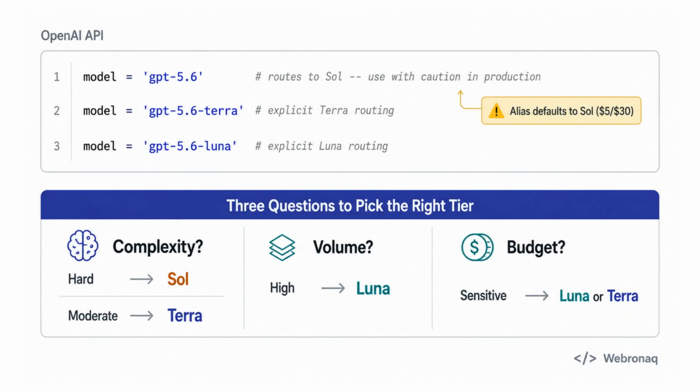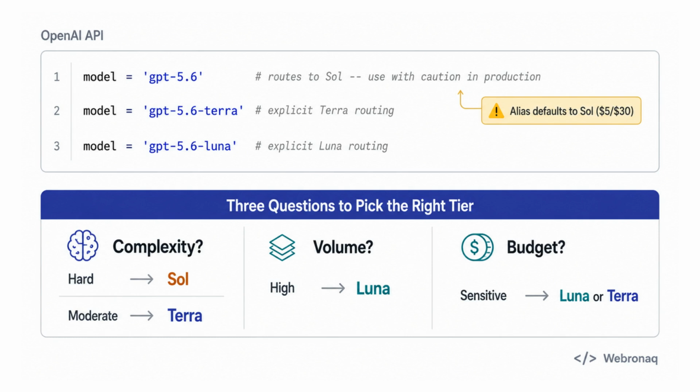Here is the one API detail that will save you money immediately. In the OpenAI API, the bare alias GPT 5.6 routes every request to Sol by default. That means if you just swap in the new model name without thinking, you are paying Sol prices for everything, including the tasks that Terra or Luna would handle just as well. To route intentionally, use the explicit model IDs, GPT-5.6 Terra for the balanced tier, and GPT-5.6 Luna for the fast, low-cost tier. Pin those IDs in your production code so every call says exactly what it costs.